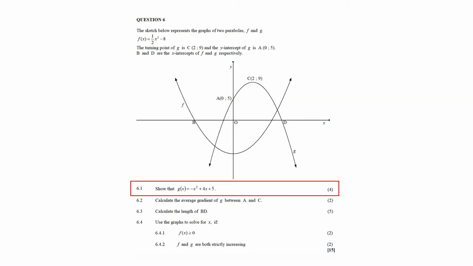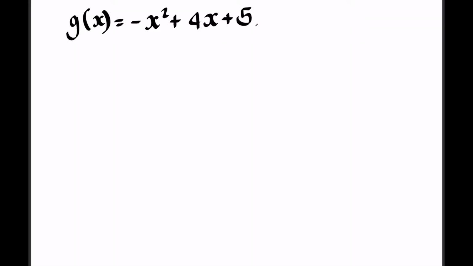The first question says, show that g of x is equal to minus x squared plus 4x plus 5. So what we need to do now is use the information that we were given in order to finalize our equation as minus x squared plus 4x plus 5. Now remember, whenever a question says show that, you can't use the "that" in your showing. You have to use something else. So what is the other information that we have? Well, we have the turning point of this graph.